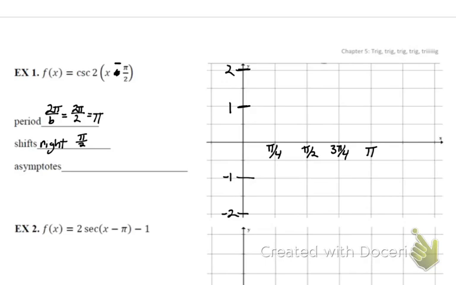So we're going to go ahead and graph, since this is cosecant, we're going to graph our sine curve first. But I'm going to graph my sine curve shifted right pi over 2. So normally speaking, our sine curve starts at 0, 0. But I'm going to shift it over pi over 2 units. And that's going to be my new starting off point.